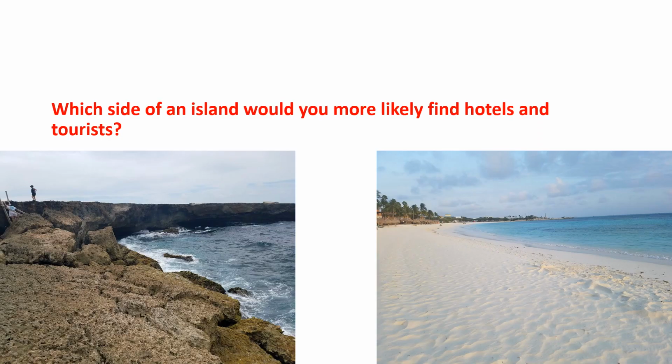Note the differences. So the question becomes, which side of an island would you be more likely to find hotels and tourists? Well, think about it. You take your family to a nice tropical island, whether it's Hawaii or in the Caribbean, and you want to go to the beach. The leeward side is the side you're going to find all the nice white sandy beaches. The other side is going to be rougher and rockier. The waves are going to be stronger, so not as big a vacation destination.